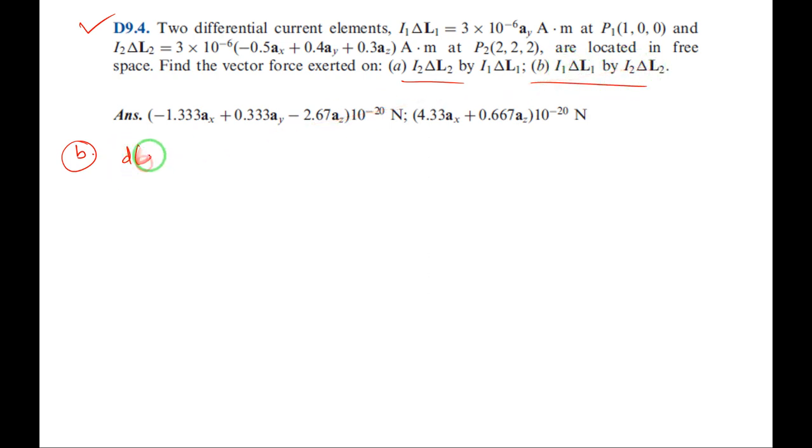So we want to find out dF1, the differential force exerted on current element 1. So how to write it? We know the formula F is equal to I L cross B. You keep this by the side so that it will help you to write.